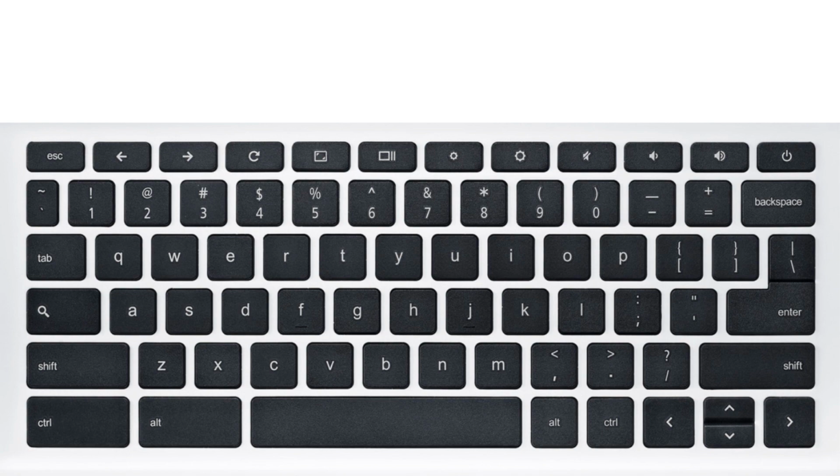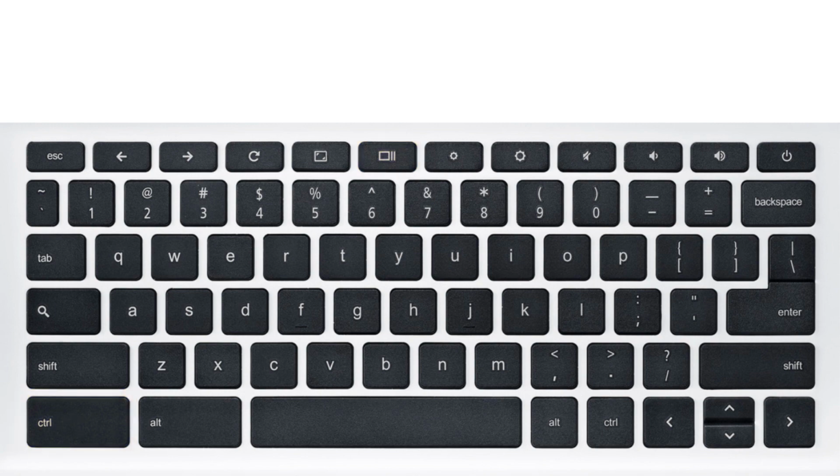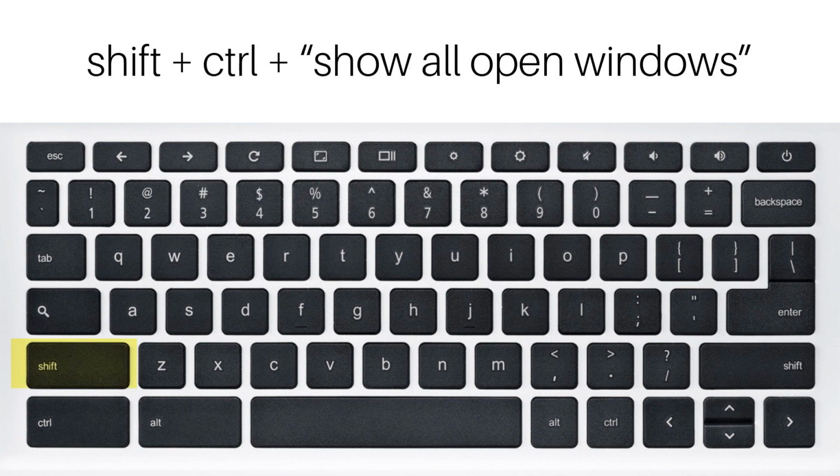To start out with a Chromebook, you're going to press the Control key and then Show All Open Windows, both highlighted here. If you want to take just a portion or to select what you want to take of the screenshot, hit the Shift key, Control key, and the Show Open Windows. Then you'll be able to drag exactly what you want to have your screenshot taken of.